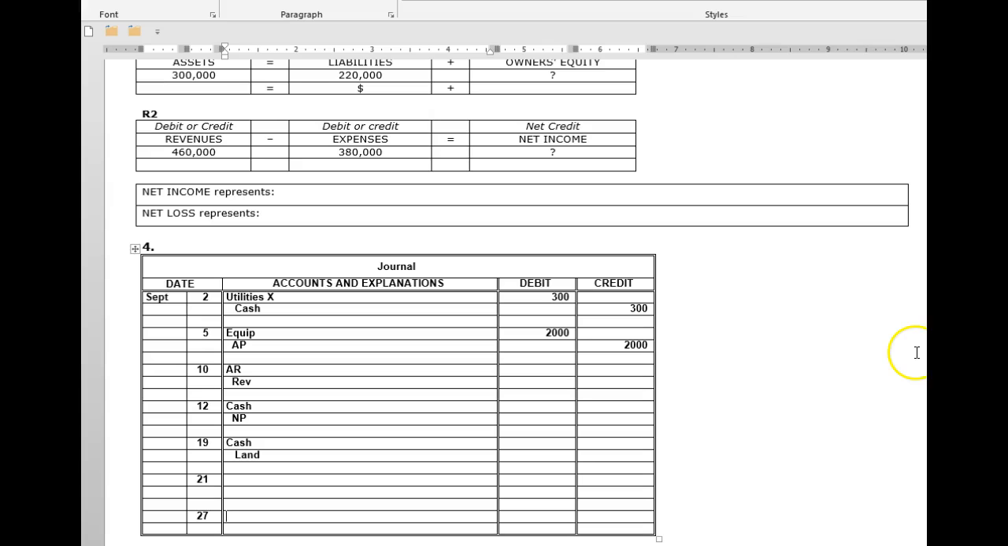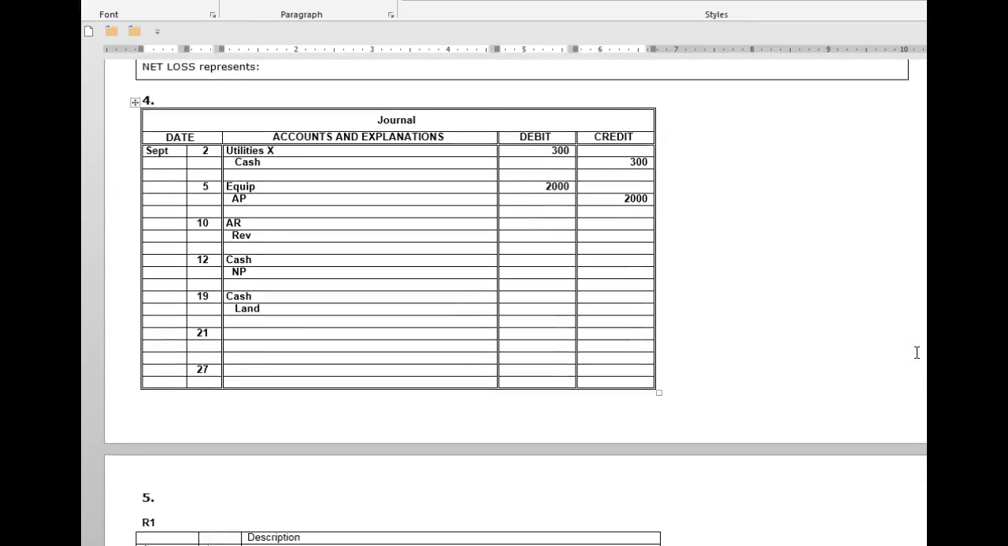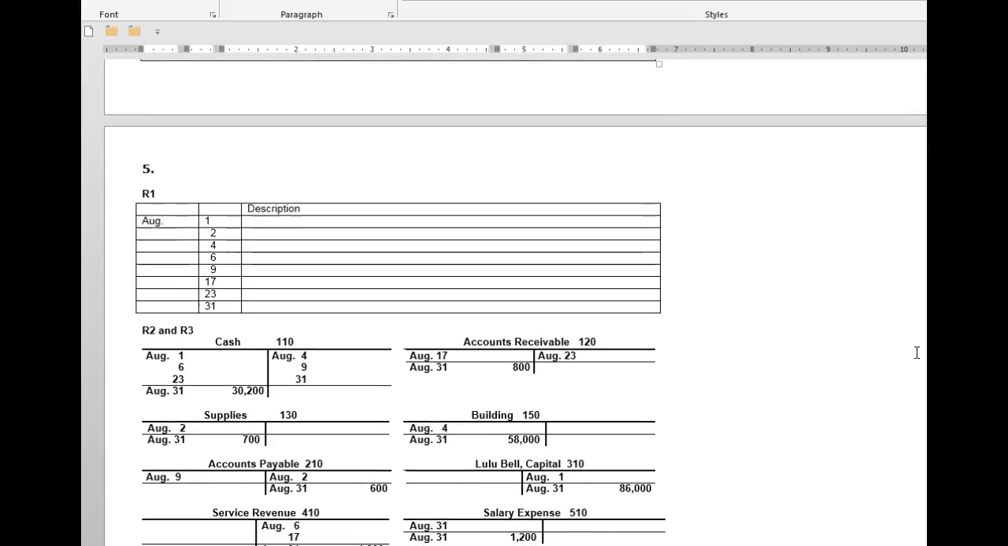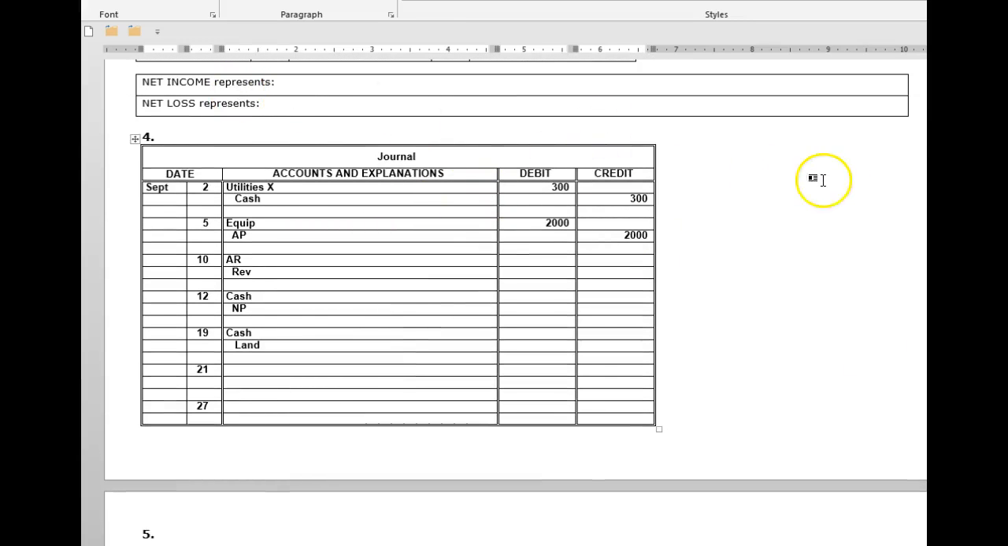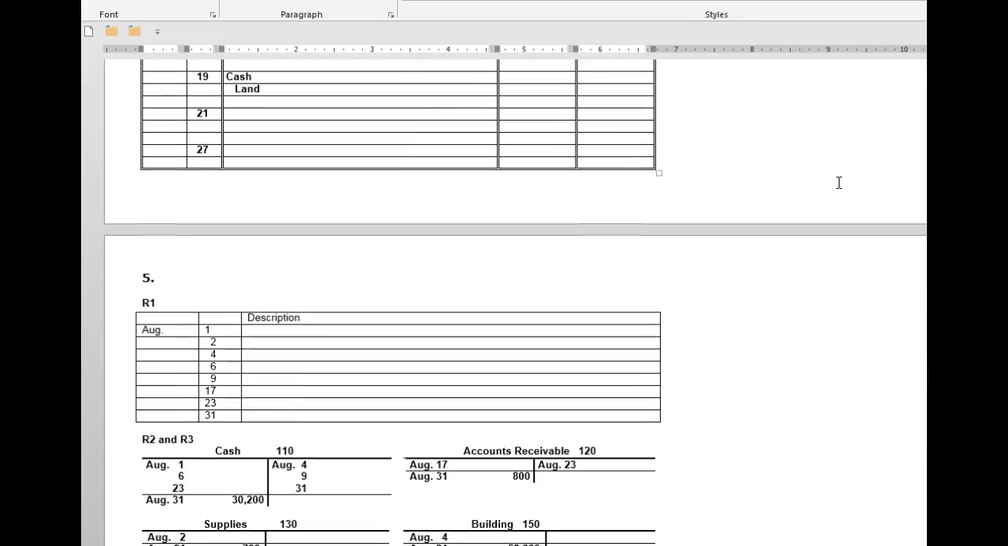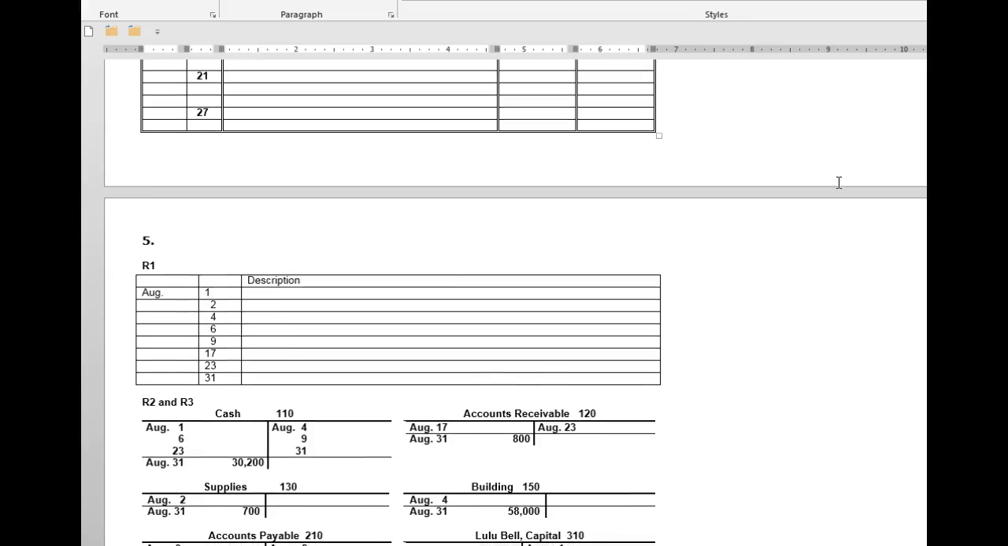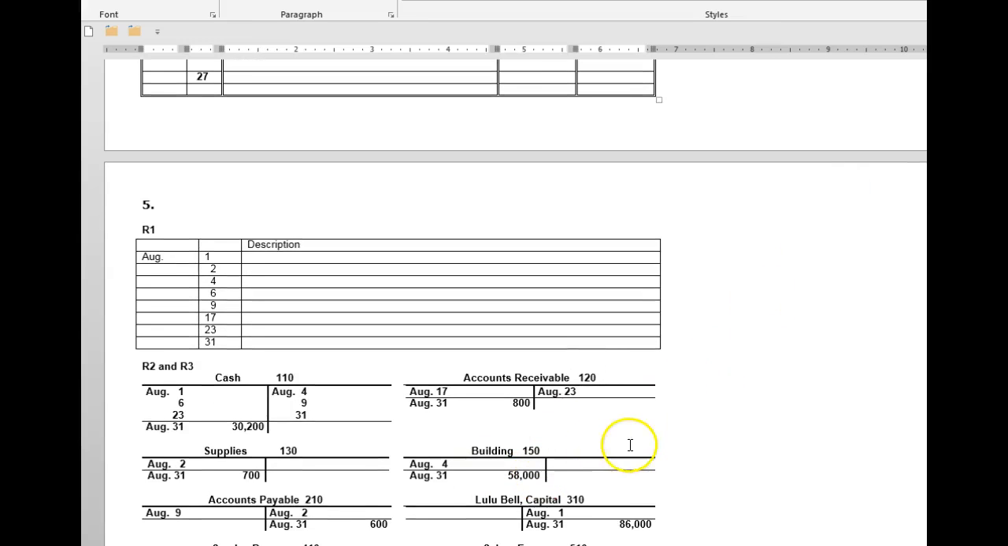So if you move on, and we're now looking at 5, okay, this is step 1, journalizing. This would be step 2, where we're posting. This is posting to what they call T accounts. You see this T account, see the T, and it looks just like a T, and then this is the name of the account, and this is the account number.